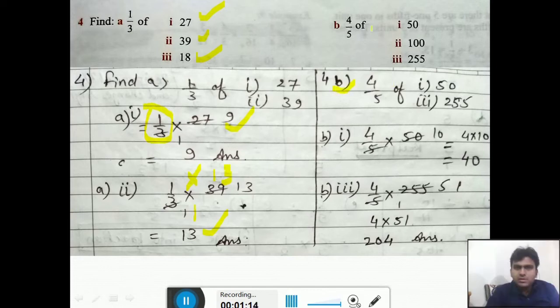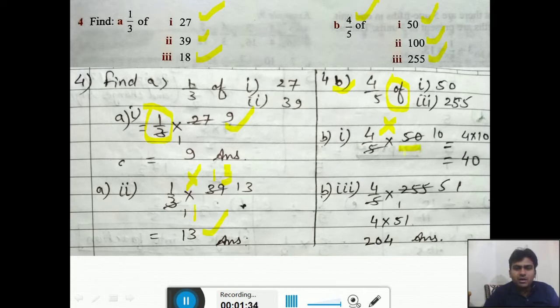Now question number B, 4 upon 5. Here also we have to find 4 upon 5 of 50, 4 upon 5 of 100, and 4 upon 5 of 225. So 4 upon 5. Here, what is the meaning of of? Of means multiply. So you multiply 4 upon 5 with 50.